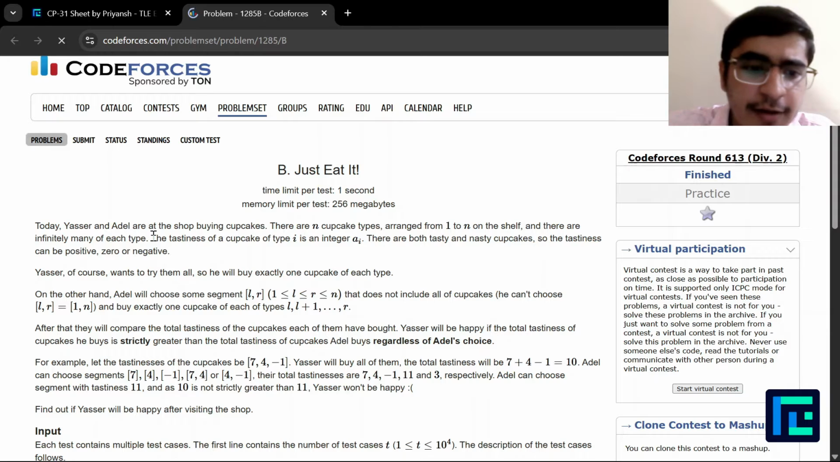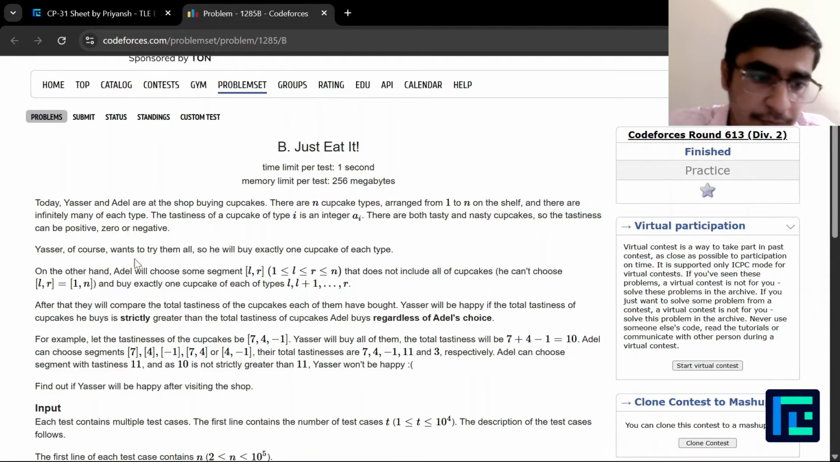Today Yasser and Adel are at the shop buying cupcakes. There are n cupcake types arranged from 1 to n on the shelf, and there are infinitely many of each type. The tastiness of a cupcake of type i is an integer a_i. There are both tasty and nasty cupcakes, so the tastiness can be positive, 0, or negative. Yasser, of course, wants to try them all, so he will buy exactly one cupcake of each type.